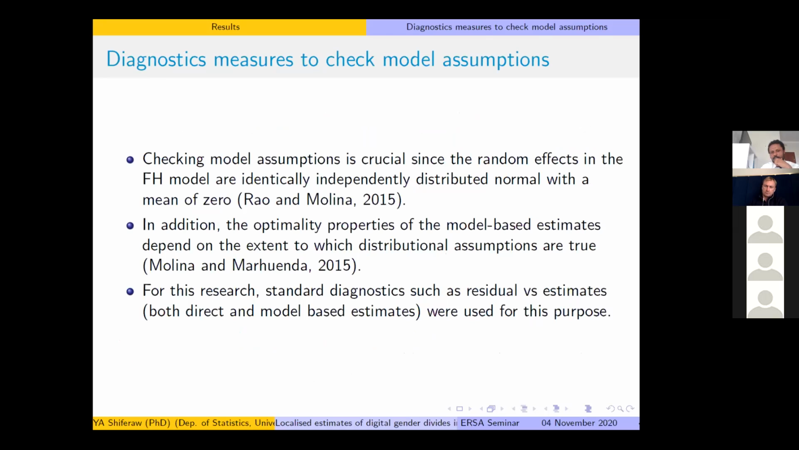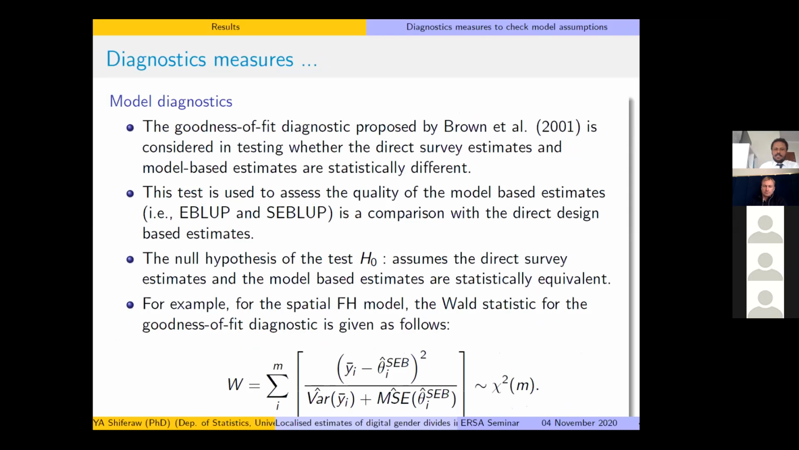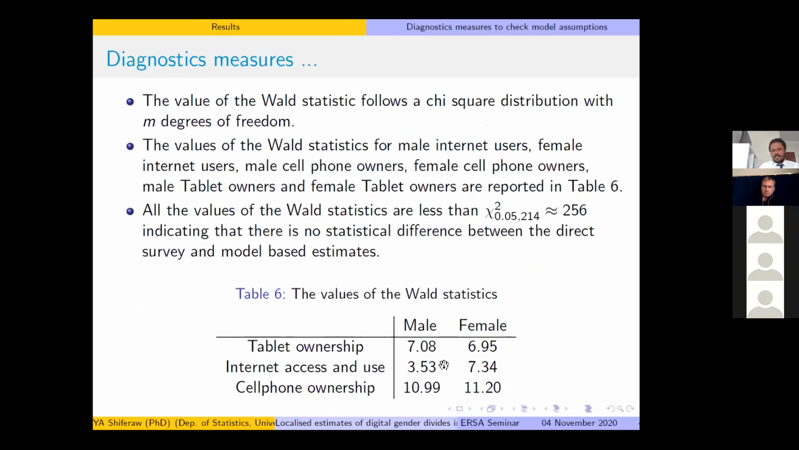And we also have to check model assumptions, because in order to use estimates, we have to check whether the model estimate results are feasible and reliable, and I used the model diagnostic proposed by Brown et al. This is a goodness of fit statistic which tests the null hypothesis that the direct survey estimates and the model-based estimates are statistically equivalent, and to test that it uses the statistic W. The tabulated value is 256, and this is the calculated value result. So as you can see, all the values are less than this, so we do not reject the null hypothesis. So there is no difference between the direct and model-based estimates. This is one important assumption.